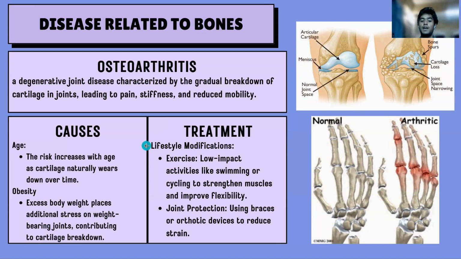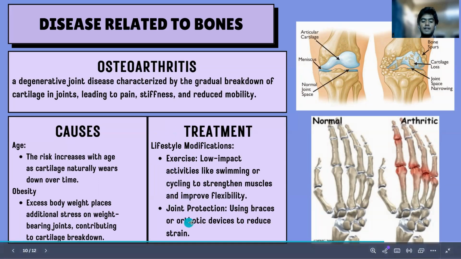First of all, they should have lifestyle modification. They must include exercise into their daily life. Low-impact activities like swimming or cycling help strengthening the muscles and improve flexibility at the joint. They can also use braces or arthritic devices to reduce strain when conducting movement.